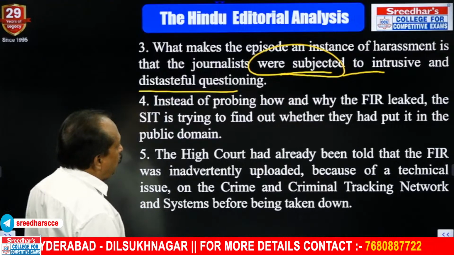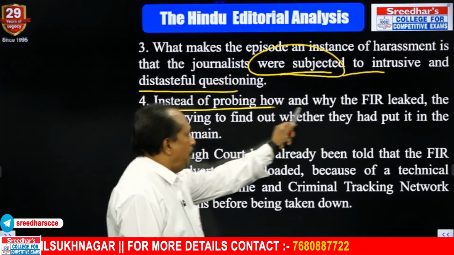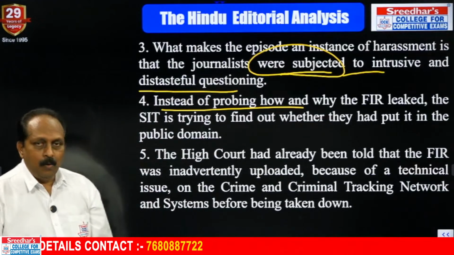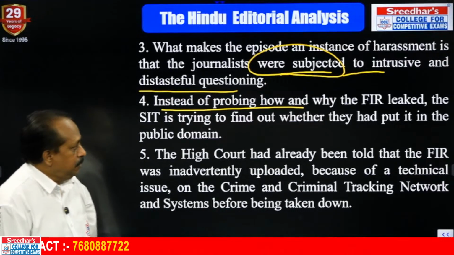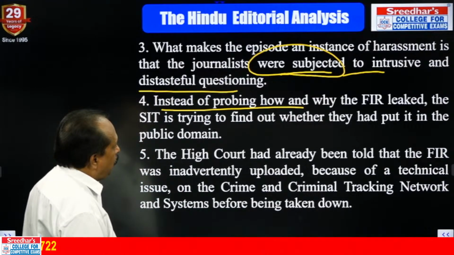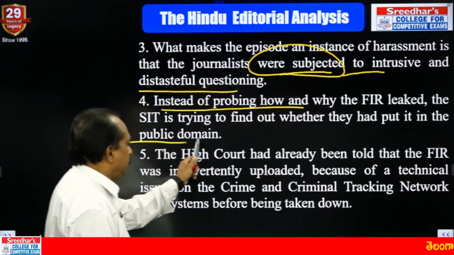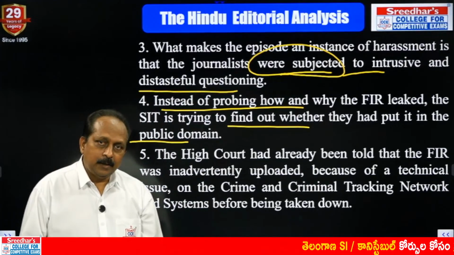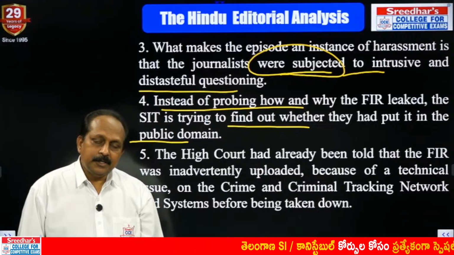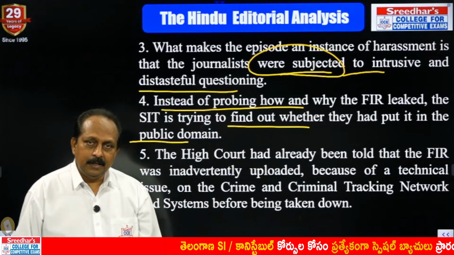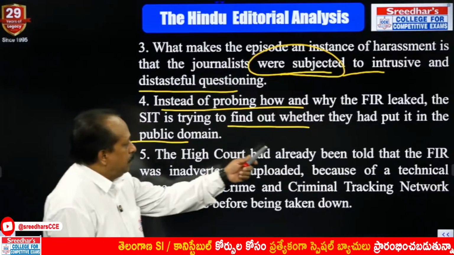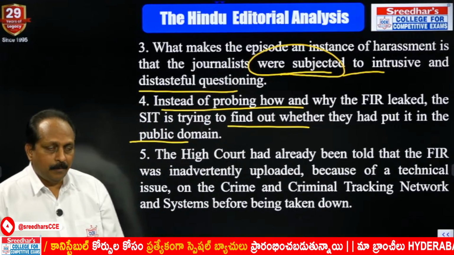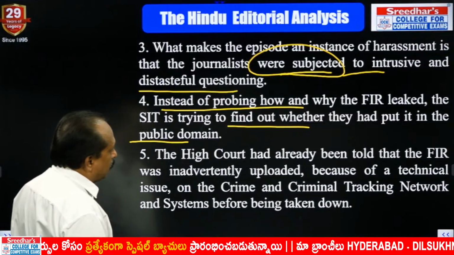Instead of probing how and why the FIR leaked, what are they supposed to do? They are supposed to find out how and why the FIR leaked. The SIT is trying to find out whether they had put it in the public domain. They are supposed to focus on how it has been leaked, why it has been leaked. But instead of that, they have touched the journalists and they are trying to find out whether they had put it in the public domain or not. That is not important. Who leaked it, that is important. They are touching the second one, not the first one.